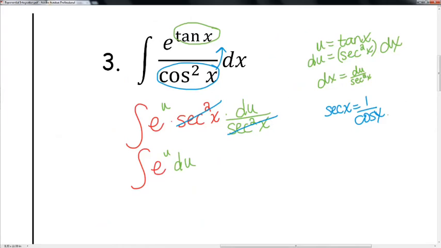And so that is going to be e to the u plus c, which is e to the tangent of x plus c.